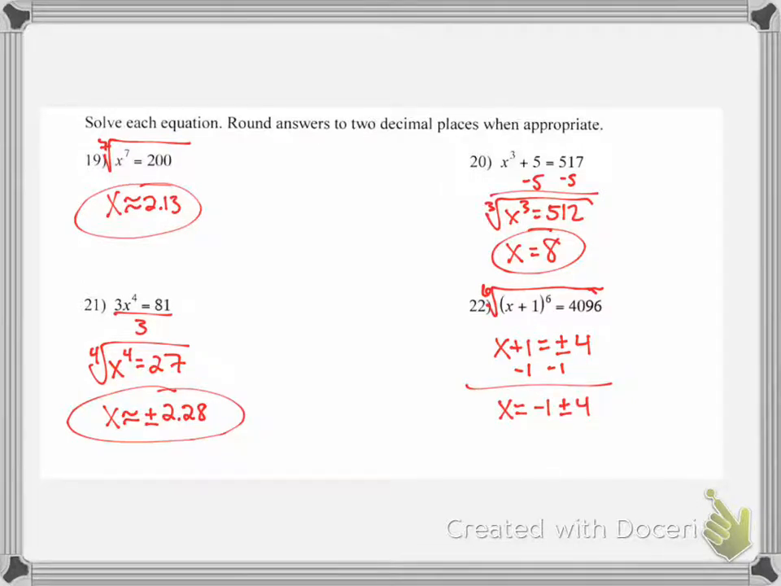Since these are two nice, easy numbers, we're going to go ahead and solve them. So we're going to go ahead and add them and then subtract them, which means you'll get two answers of 3 and negative 5.